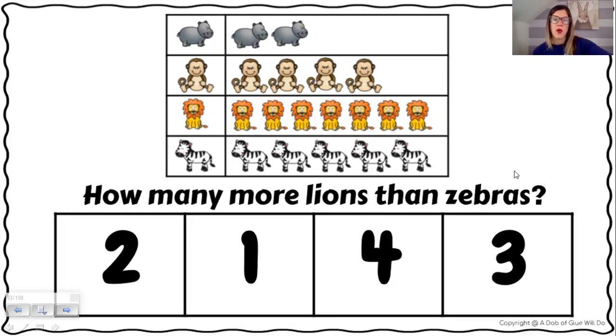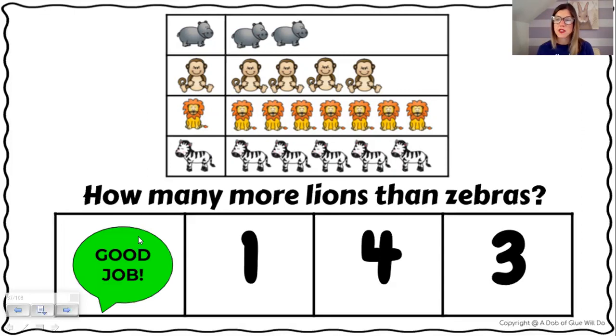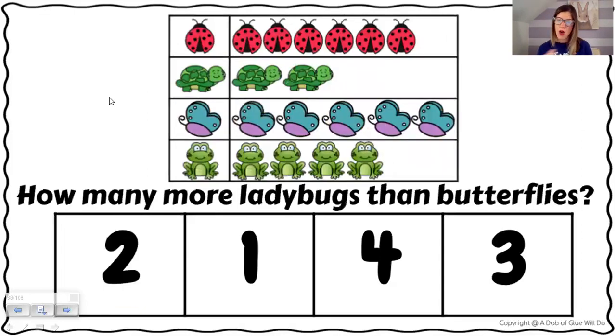Or 1 lion matches with 1 zebra. The second lion matches with the second zebra. The third lion matches with the third zebra. The fourth lion matches with the fourth zebra. The fifth lion matches with the fifth zebra. And then you can see that there are only 2 lions left over. Okay, how many more means you are subtracting, you're taking away.